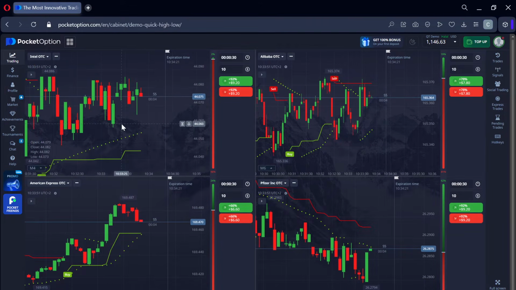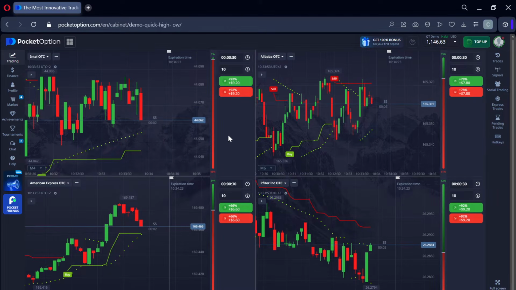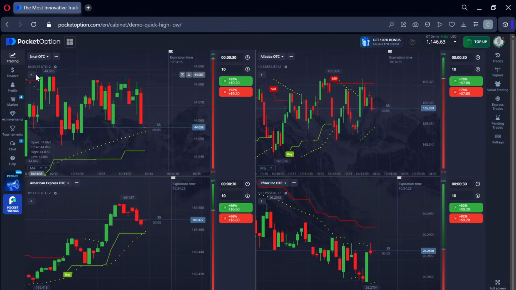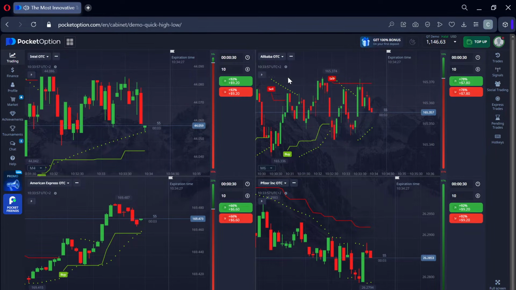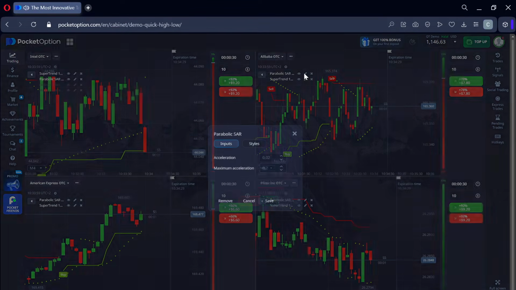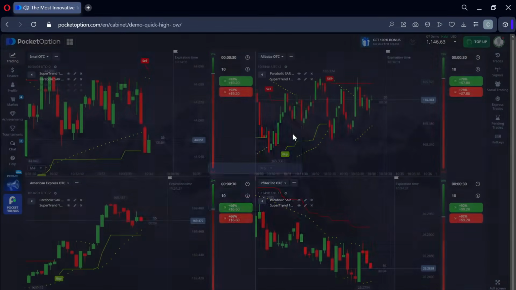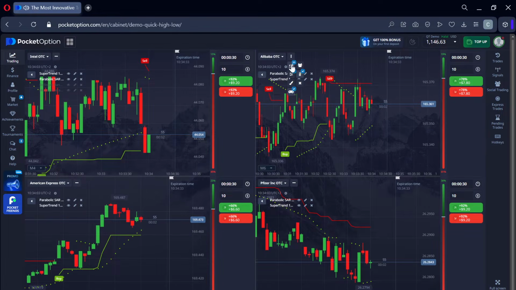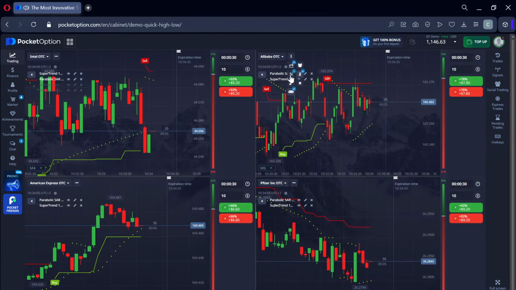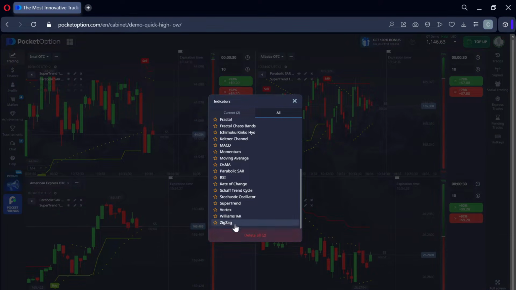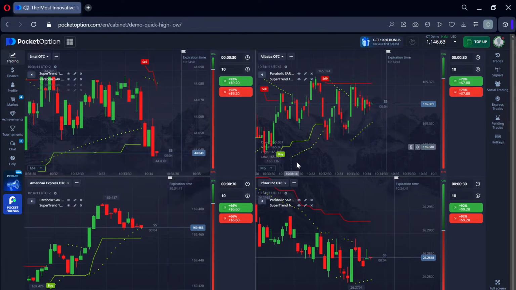So today I'm going to be breaking down this 4-chart strategy using the Supertrend and the Parabolic SAR indicator. How it's going to work is you're going to come to your indicators, right? Make sure you turn on the Supertrend and the Parabolic SAR. Make sure it's on all of these charts.